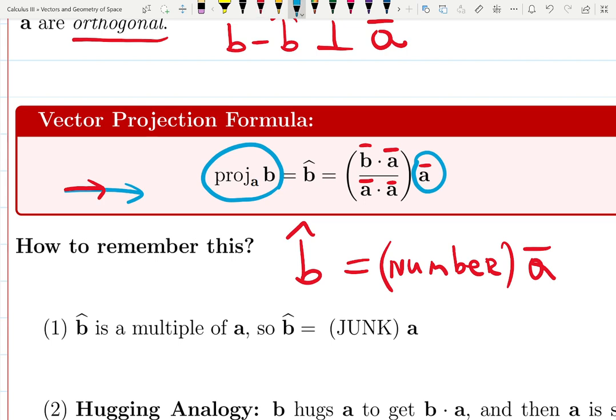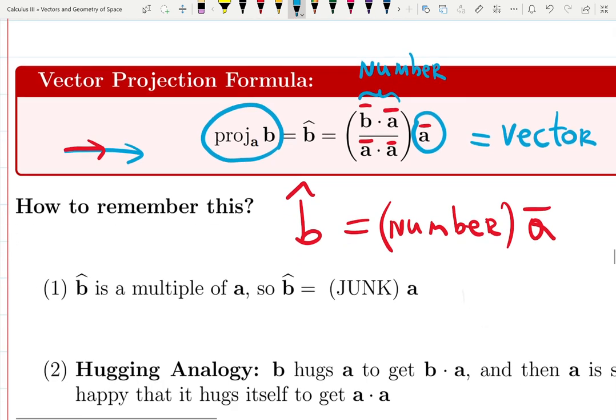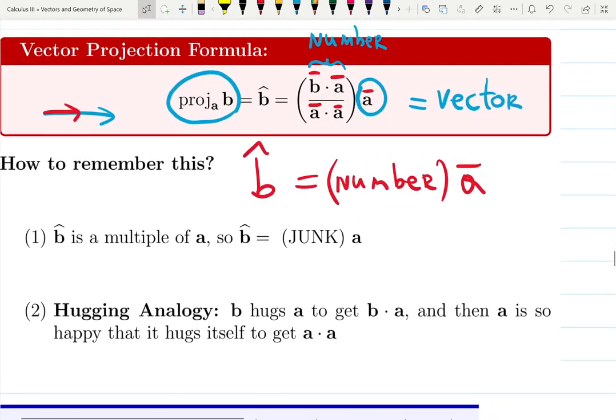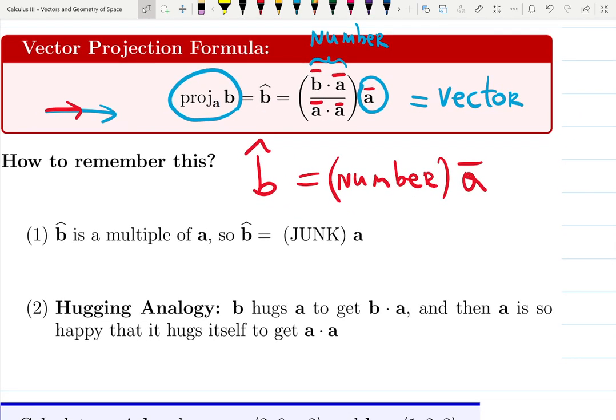So for you to understand, all of this is, after all, a vector, not a number, because this is a number. So it's just a number times A. If you want to memorize the derivation, that would be nice of you. But if you don't, I never heard this hugging analogy before, and I really liked it because now it actually makes sense. B hugs A. This is how they are in the formula. A gets excited, so it hugs itself.